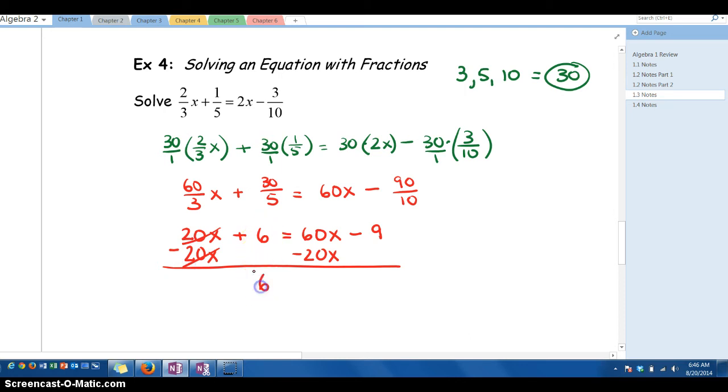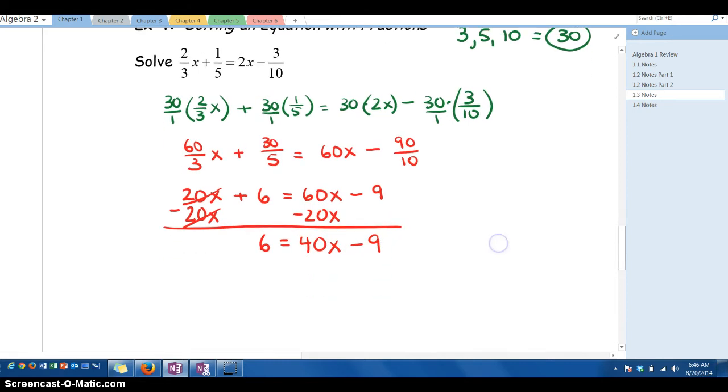So the 6 comes down. Notice I didn't bring the plus because everyone knows it's plus if I don't put a negative there. So 60 minus 20 is 40x minus 9. The goal, once again, is to get x by itself. And here's x. So I'm going to get rid of 9.